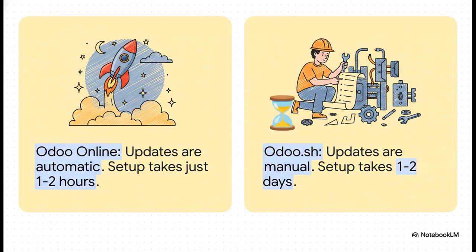And just look at the difference that control makes in your day-to-day. With online, you barely have to think about it. Updates just happen. You can be up and running in a couple of hours. With Odoo.sh, you get that power, that control over when you update. But that means you're the one doing the work. It takes a bit more skill and a bit more time.